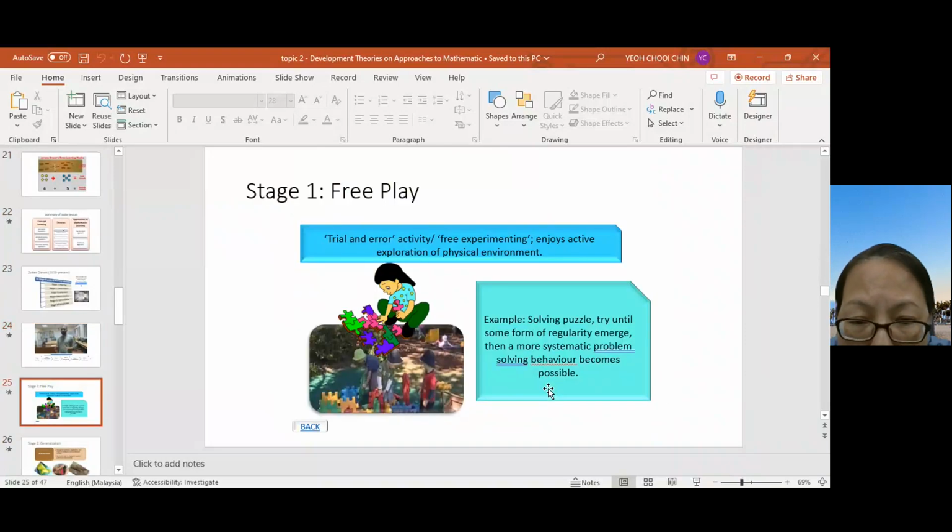Free play is what? Trial and error. Free experimenting activity. You let them have the free play. You give them the things and let them do.